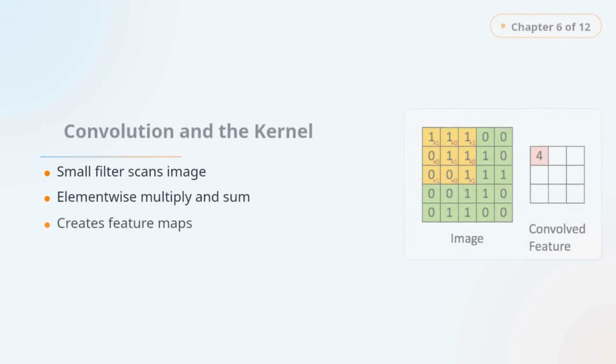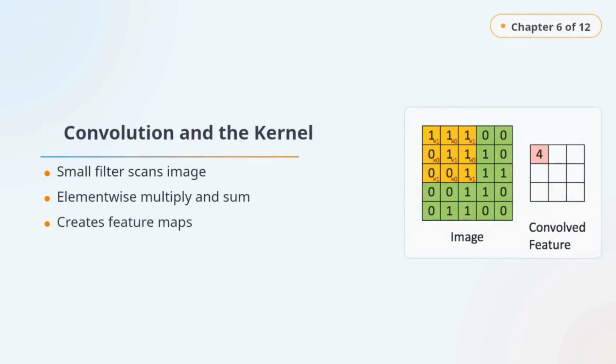Now comes the heart of a CNN: convolution. A small matrix called a kernel, or filter, moves across the image. At each position, it multiplies with the local patch and sums the values. This produces a feature map which highlights patterns the filter is looking for, like edges or textures.